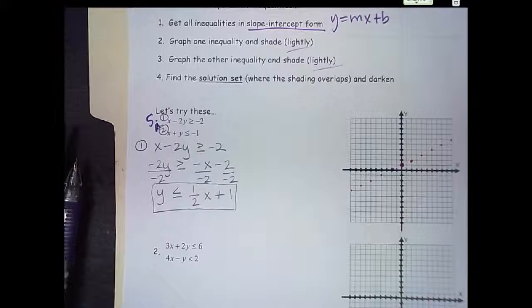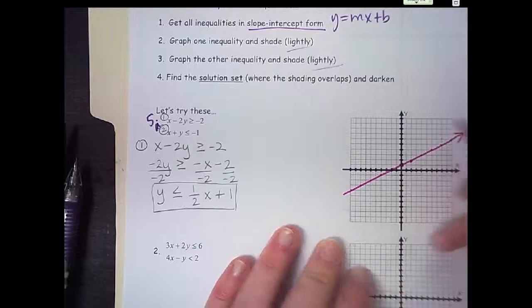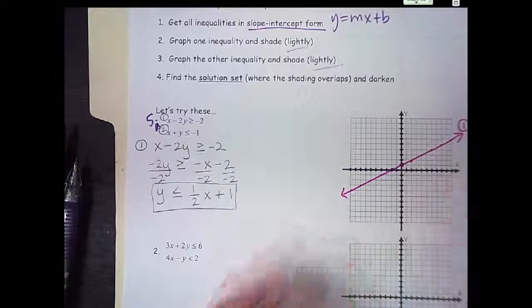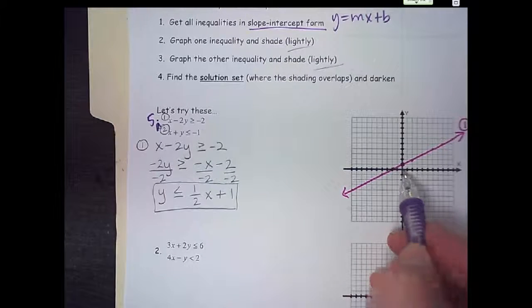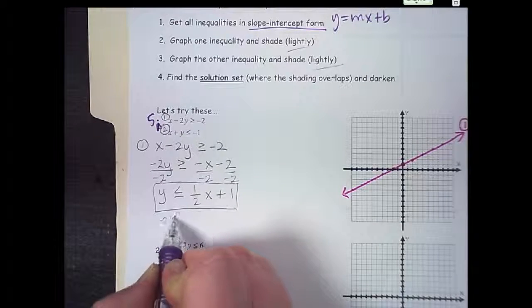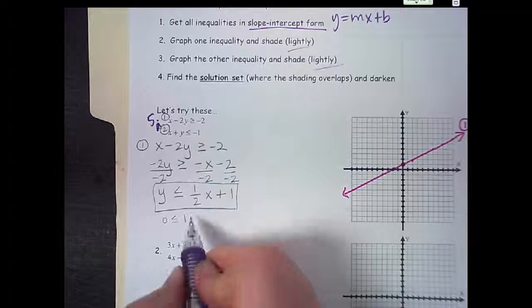Is it a dashed or a solid line? Solid, right, because it has the equal sign under it. So there's equation number 1. And then we have to pick which side we want to shade on. So I'm going to use 0, 0 since it's not on the line. So 0 is less than or equal to 1. Is that true or false?